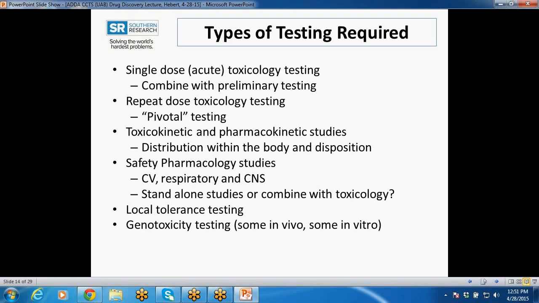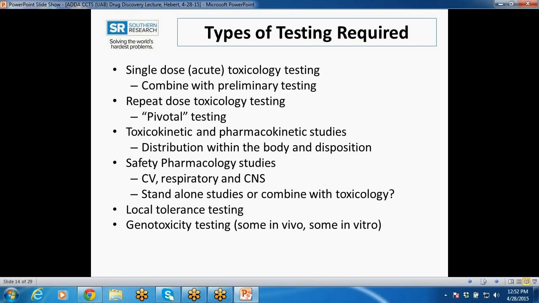Local tolerance testing is something that you do for a drug that's going to be applied to the skin or into the skin or intramuscularly. So if it's something you're going to be injecting IV, or a vaccine you're going to be giving intramuscularly, local tolerance is basically a more focused evaluation of the dosing site to see whether there's any adverse effect there. And usually, if it's a vaccine, there is. Usually you see some sort of inflammation there. It's not necessarily a killer, but you need to know that it's a possibility for your clinical trials.